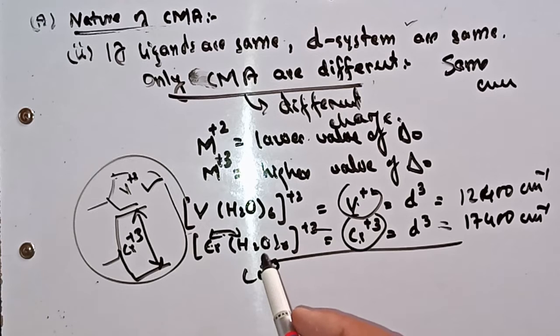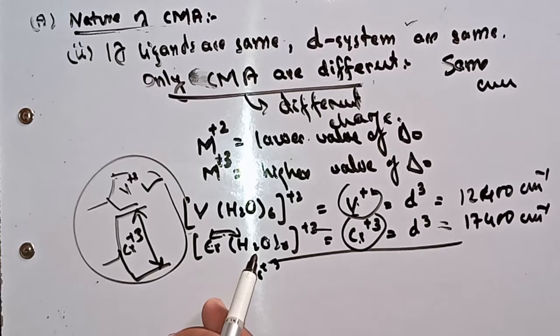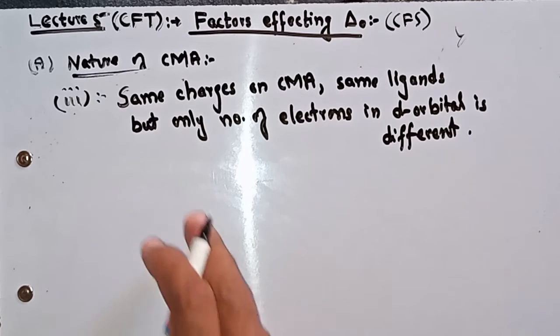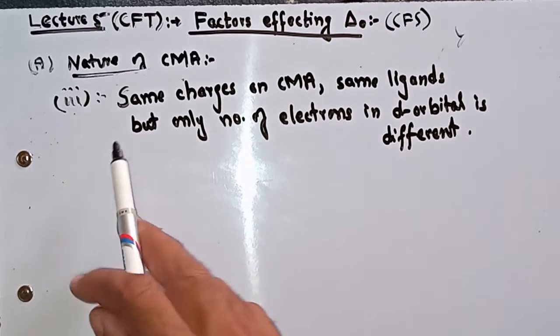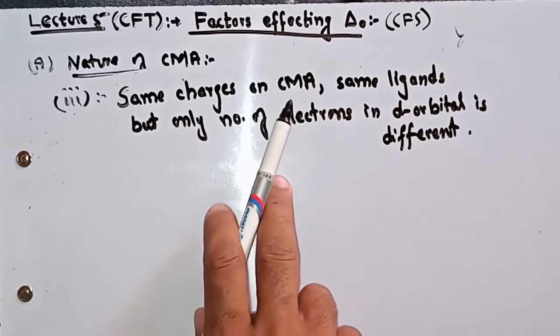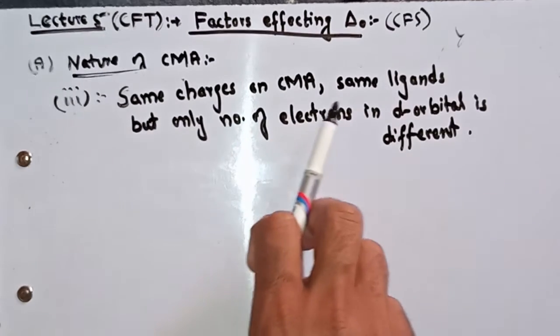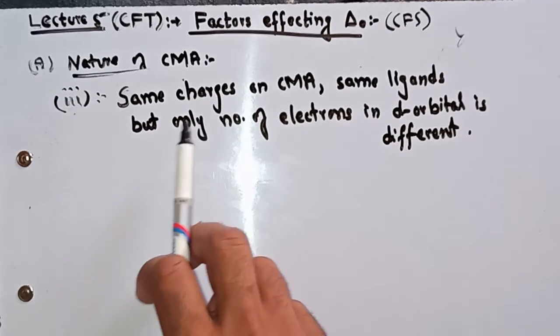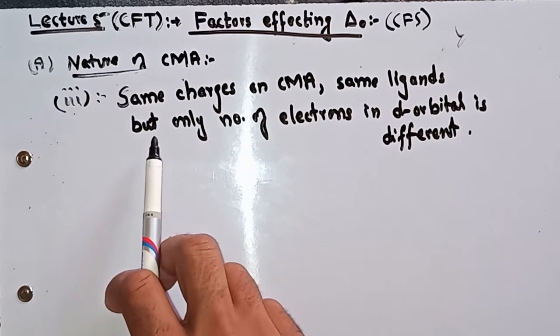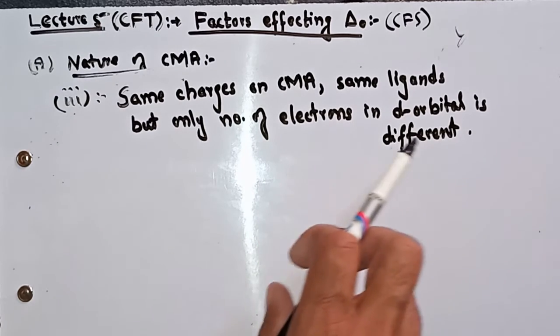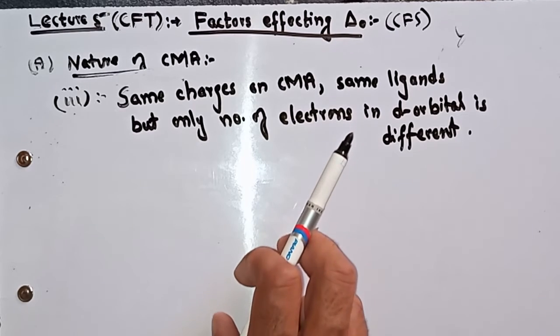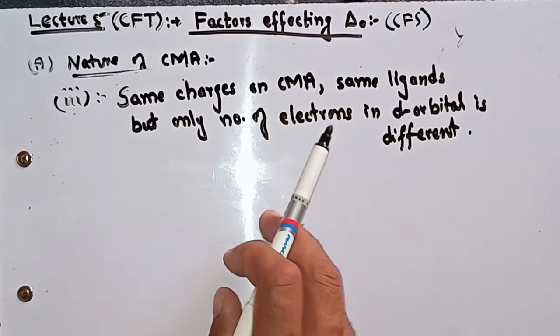This is the nature of the central metal atom: with different central metal atoms but all other properties the same, only the central metal atom is different. Now what will happen when two different central metal atoms have the same charges and the same ligands attached in the complex, but the number of electrons in the orbitals is different? What will happen in this case?